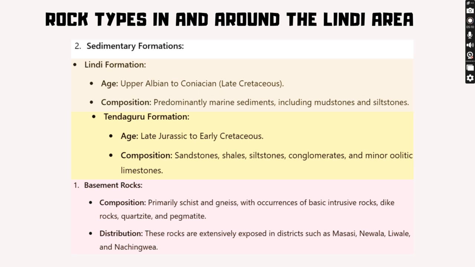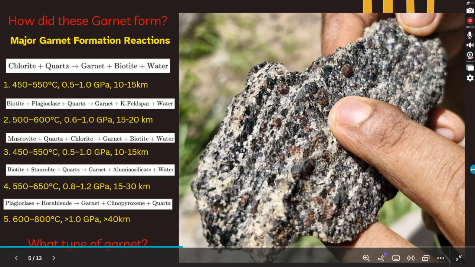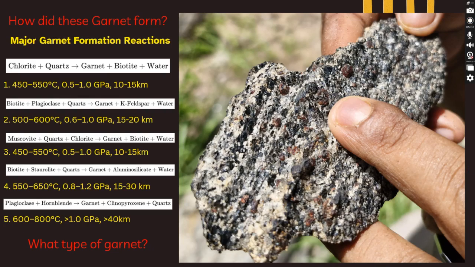Tendaguru Formation is Jurassic to early Cretaceous, which is very famous for well-known dinosaur fossils, where an important heritage site is also available. And above that, Lindi Formation, that is late Cretaceous. So Tendaguru is very famous, but since our objective is to find graphite, we'll be confining ourselves to these basement rocks where we can see grade of metamorphism varies from greenschist to mostly amphibolite to granulite. In some places upper greenschist facies is observed.